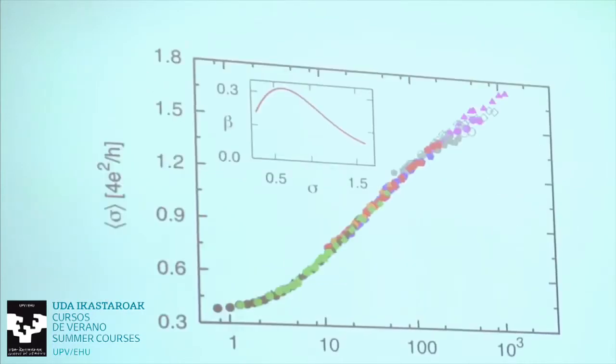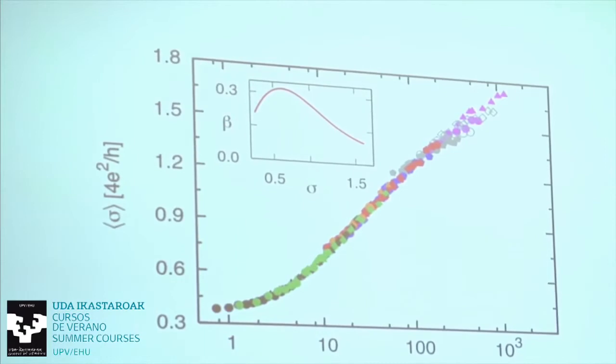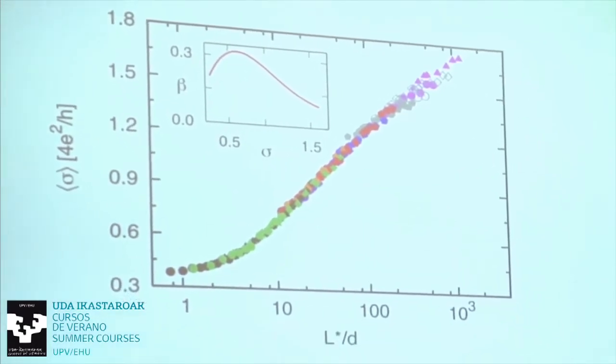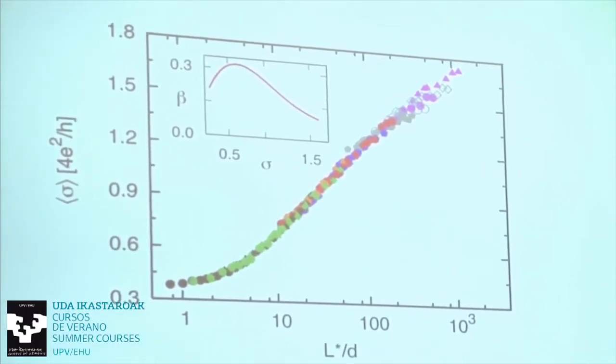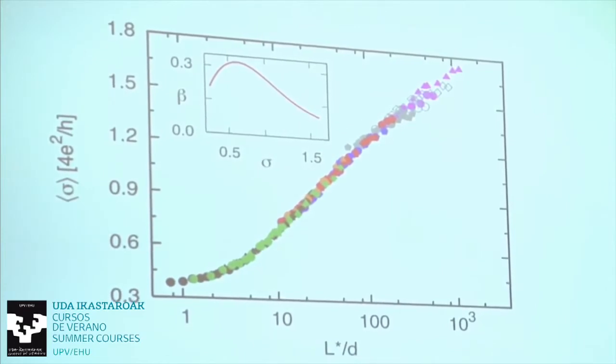I calculate conductivity as a function of system size. If I take the derivative of that, that's equal to what? What's the derivative of the log of the conductivity when I take it with respect to log of L? That's the beta function. So what is the beta function of this data here?